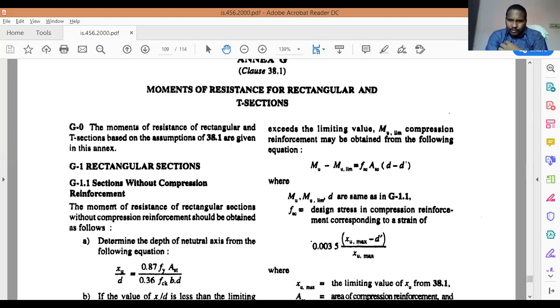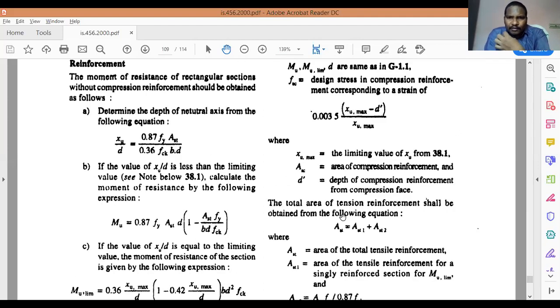But if you want to find out the AST value, again he said that AST is nothing but AST1 plus AST2. AST1 is the area of tensile reinforcement for a singly reinforced section for the MU limit value. That means you design the area of steel for a balanced section. So we find out AST1 using this equation. You see here, the left side XU by D. In this formula we use AST1 instead of AST, and instead of XU, you use the XC limit value.